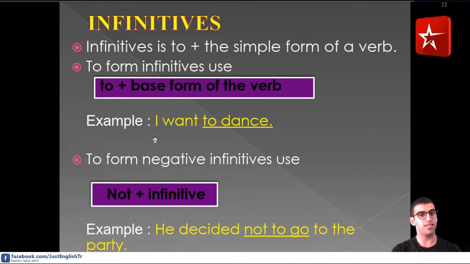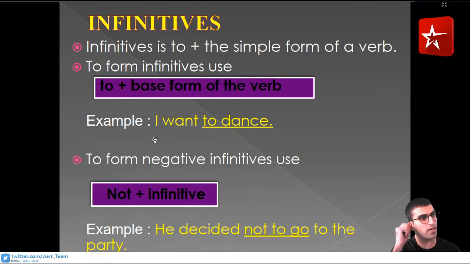For example, he decided not to go to the party. Yes, not to go is a negative form of infinitive. All right? Okay, he decided not to go to the party. Not to go is a negative form of infinitive.